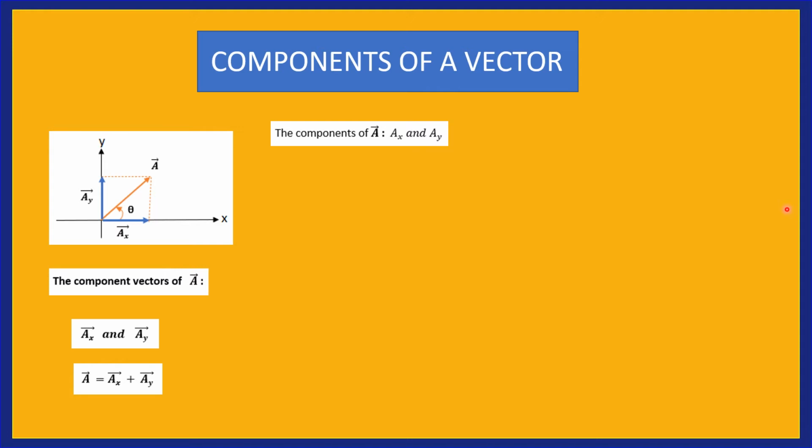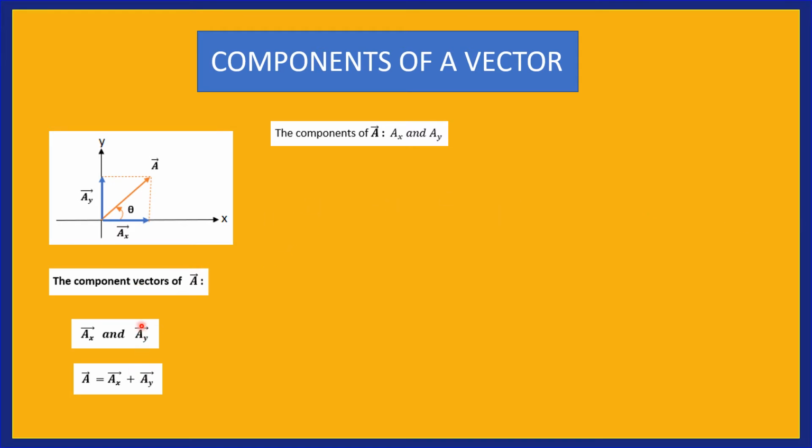So what are the components of A? We have now A_x and A_y. Look at the components. Components have no arrow on top, so they are scalars, but they can be positive or negative depending on the location of the vector. It could be in the first quadrant, second quadrant, third, or in the fourth quadrant.